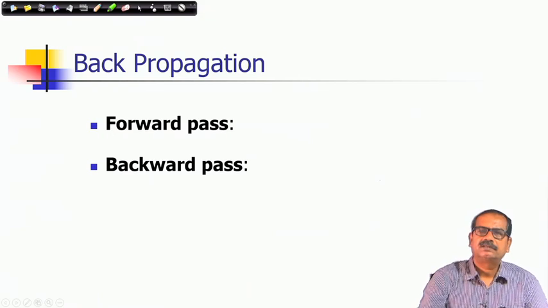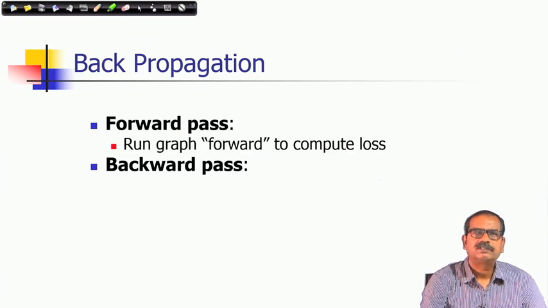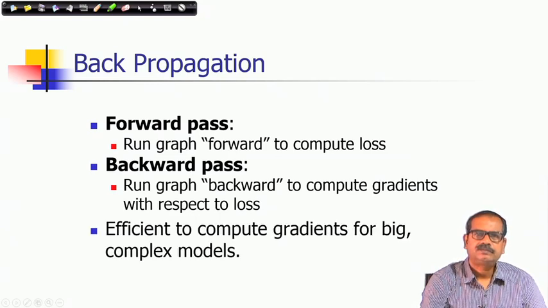And the backpropagation algorithm, we also discussed, has two passes: one is the forward pass, another is the backward pass. In the forward pass we run the graph forward to compute the loss, and in the backward pass we run the graph backward to compute gradients with respect to the loss. And we know that it is efficient to compute gradients for big complex models.